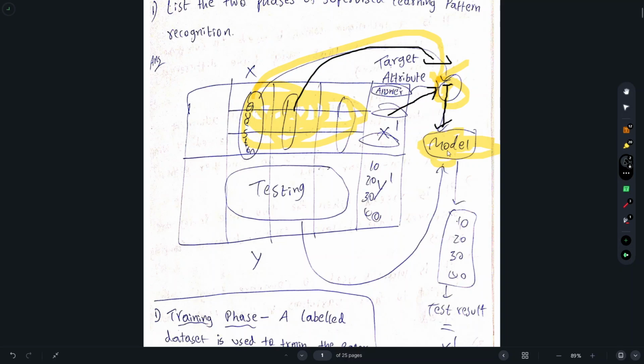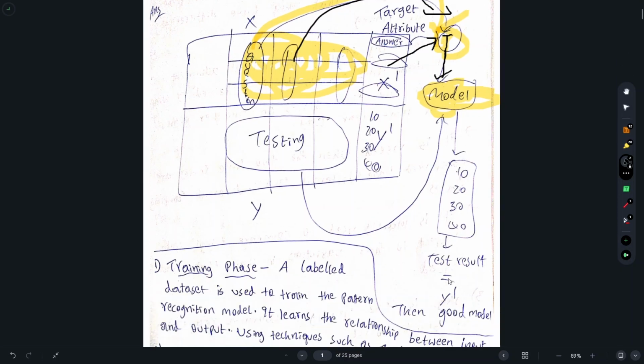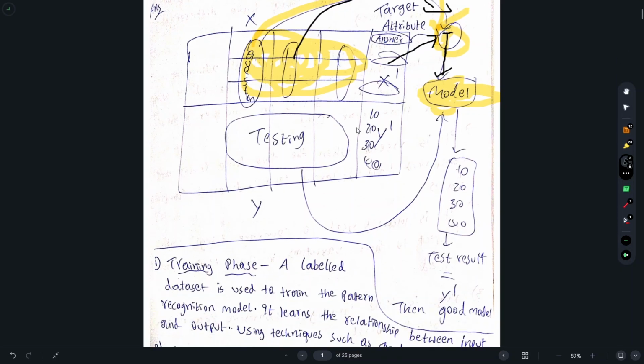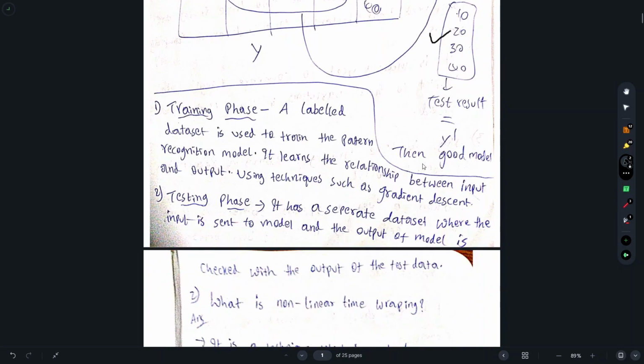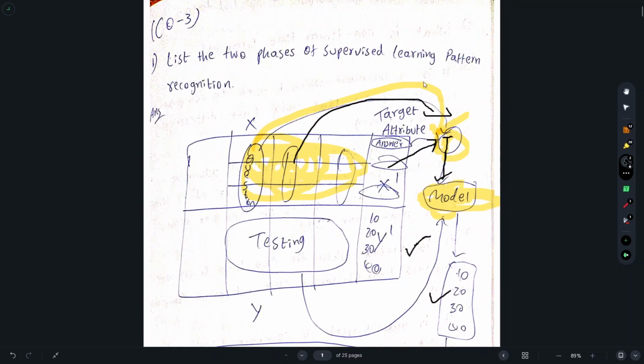After learning a model like this, we will have testing data. This testing data is given to the model, and the model prints some test results, and we need to check whether the expected results and the testing results match. If both match, then that will be a good model. So these are the two phases in supervised learning: pattern recognition.